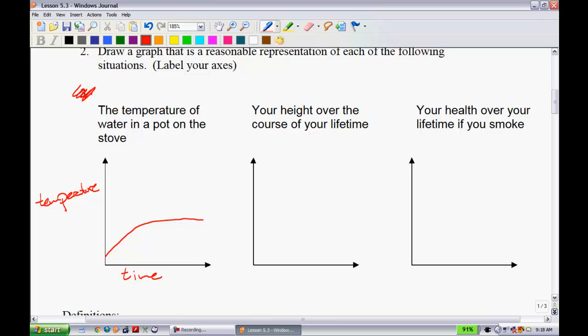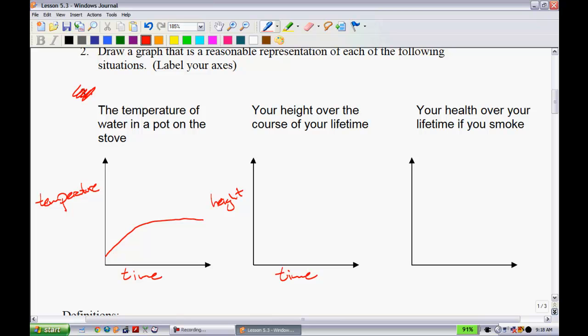The next one, your height over the course of your lifetime. Well, let's label it again. We have time down here this time, and then we have height. So again, the height is dependent on the time, so therefore you are going to make that your dependent variable.